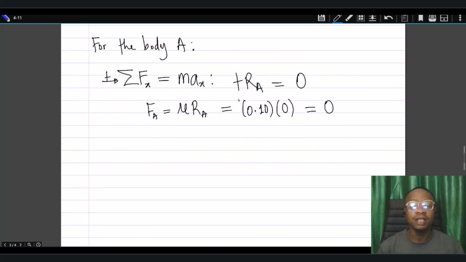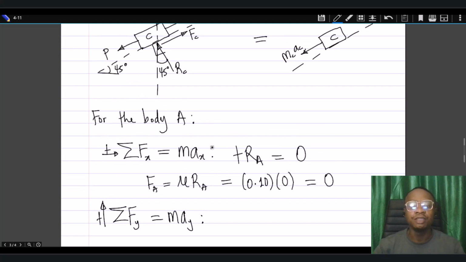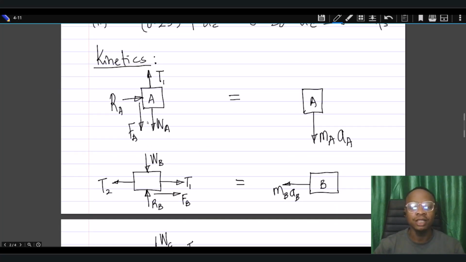So we now consider, for the same body, the summation of forces in the y direction, taking upward as positive. I've mentioned repeatedly that when you're taking this Newton's second law equation, you can adopt any direction as the positive direction. It makes absolutely no difference to our overall result. Just ensure that you stick with whatever you have told yourself is the positive direction. So for the summation of forces in the y direction of body A, those will be T1 plus, because it's upward as we have defined, and then WA is downward, so T1 minus WA minus FA.